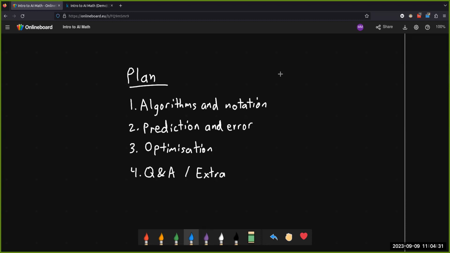So I'll first introduce you to the kinds of AI algorithms that exist and some of the math notation that you'll need to get used to understand how they work. Then I'll show you how an AI model goes about generating a prediction, giving us an answer to the question that we asked it, and how we can figure out how well it's doing, or maybe how much error it has.